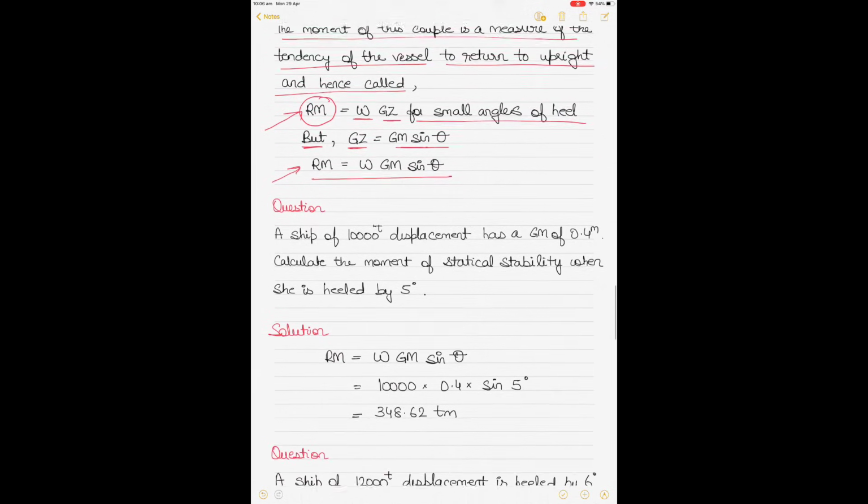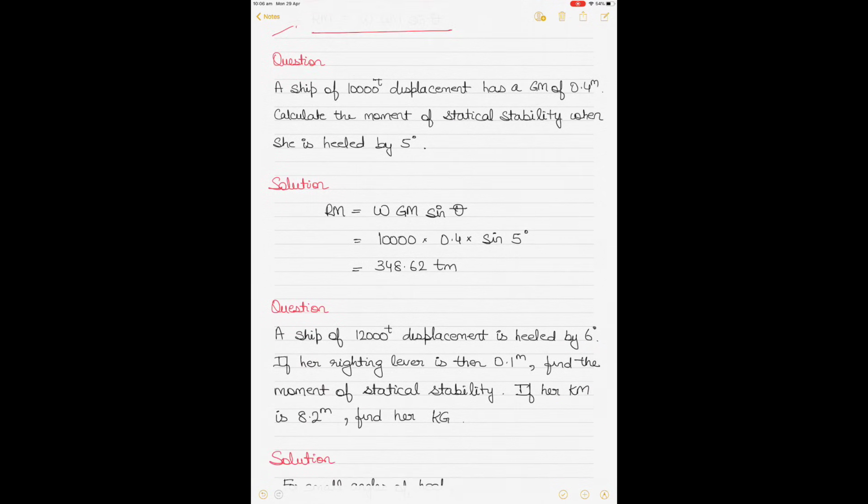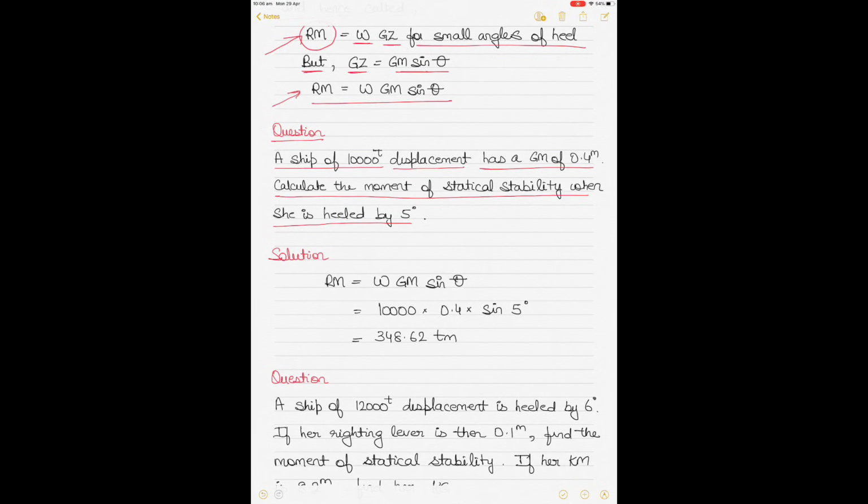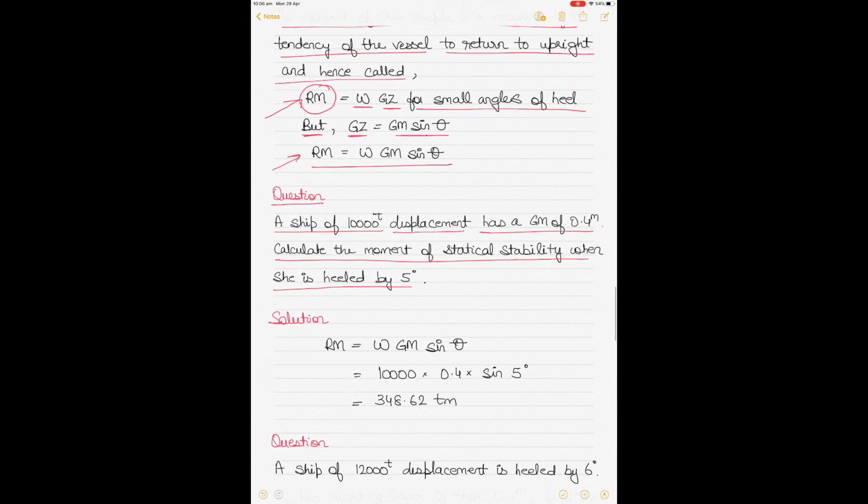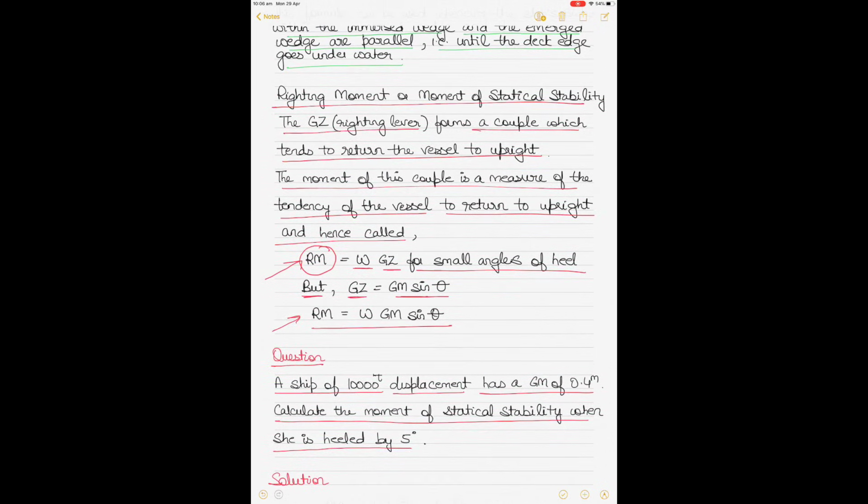Alright, so we have discussed some of the theory here above. Let us put this in the context of the numericals and the questions that you may get in the exam. So the first question says, there is a ship of 10,000 tons displacement. It has a GM of 0.4 meters. You have to calculate the moment of statical stability when the vessel is heeled by 5 degrees. So you have got the angle of heel, the GM, and the displacement. You simply need to calculate the moment of statical stability. Now if I didn't say this already, the righting moment is also called the moment of statical stability.